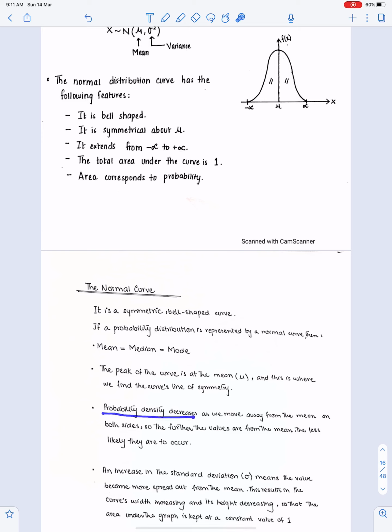So probability density decreases as we move away from the mean on both sides. The further the values are from the mean, the less likely they are to occur. This means when probabilities are low, their chances of occurring are very small.